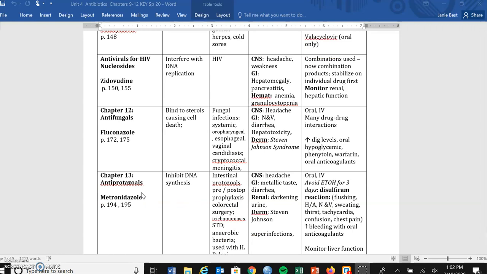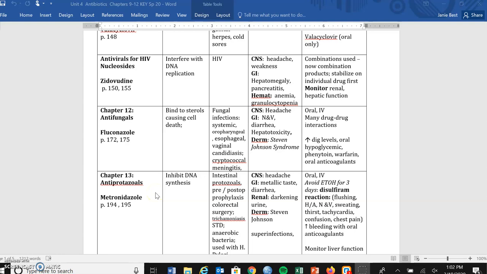The antifungal is fluconazole, our example drug this semester. It is used for fungal infections, and patients also develop diarrhea, but the big problem with this drug is hepatotoxicity and a dermatological condition called Stevens-Johnson syndrome. It is given oral and IV and has many drug interactions, and I've listed some of those for you to look at.